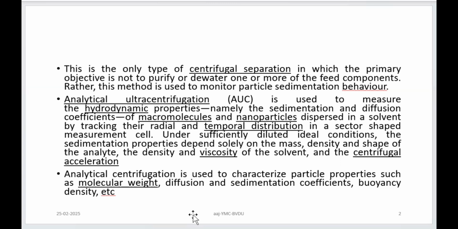So when the particle is under applied force, it is going to get directed outwards for precipitation, right? The molecule will be moving towards the outer boundary of this centrifuge cell, and then it will slide down the walls of the cell and it will sediment. That is how it goes, right?